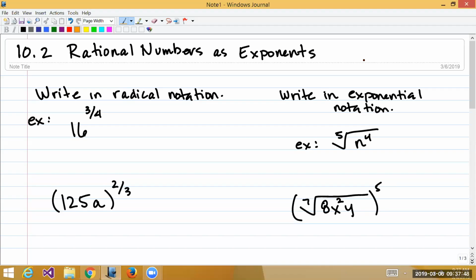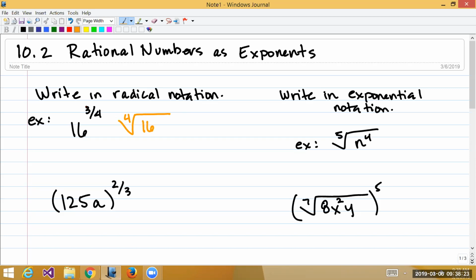10.2, rational numbers as exponents. So this first one, we want to go ahead and take this exponential notation expression and write it in radical notation. So remember, the denominator always gives us the index, basically the root that we are looking for, and the numerator is basically the exponent of the expression. So this we can go ahead and write as the fourth root of 16.